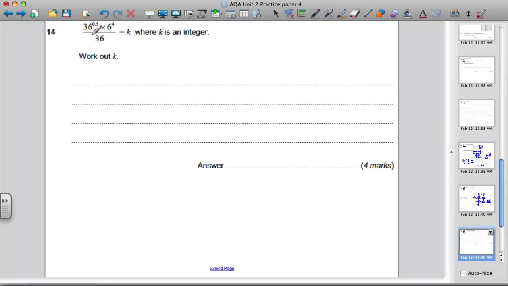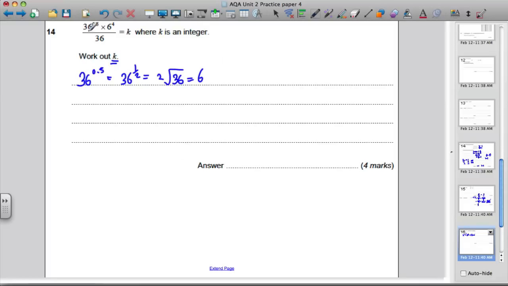Question 14. This expression here is equal to k where k is an integer. Work out k. Okay, each bit separately. Let's do 36 to the 0.5, i.e. 36 to the half, which means by definition the square root of 36, which is 6.